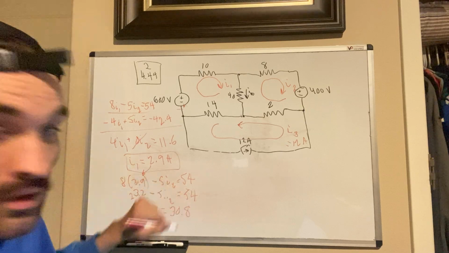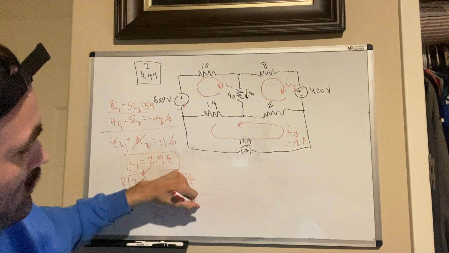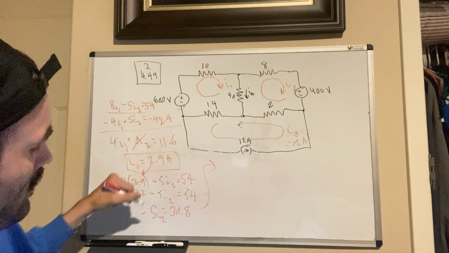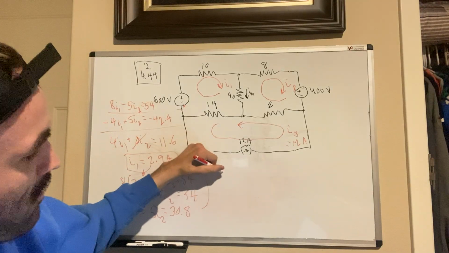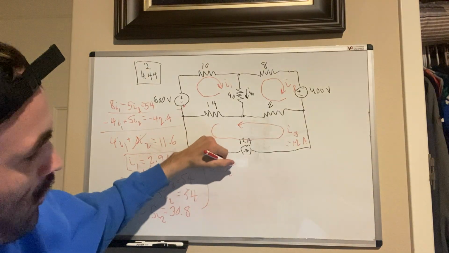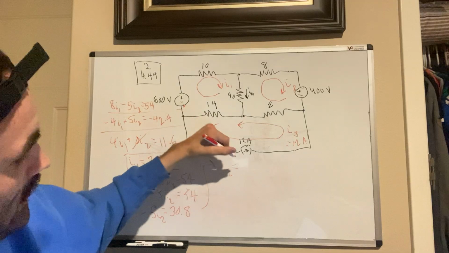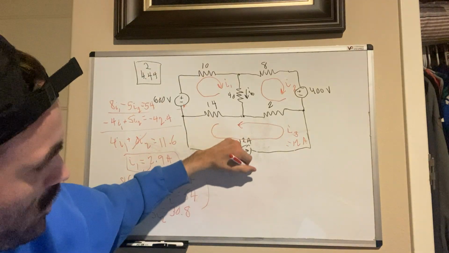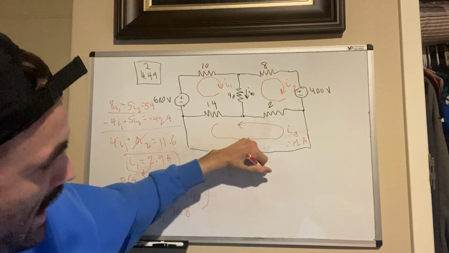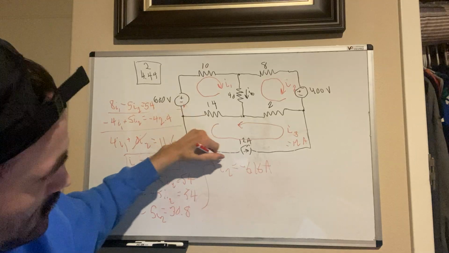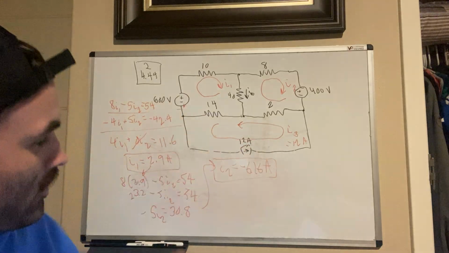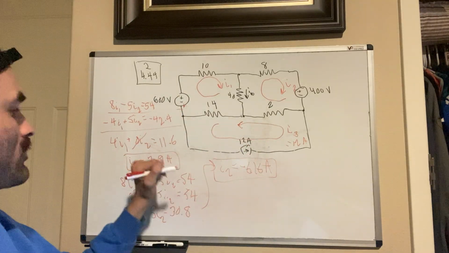You still see that okay? All right, let's move this up here. Now, if we divide both sides by 5, then we get I2 is equal to negative 6.16 amperes. Okay. So we got our mesh currents.